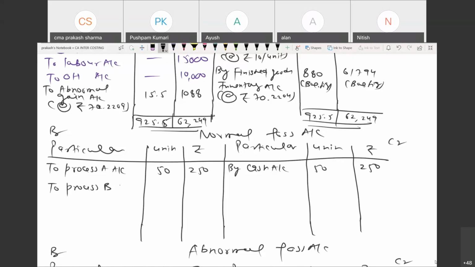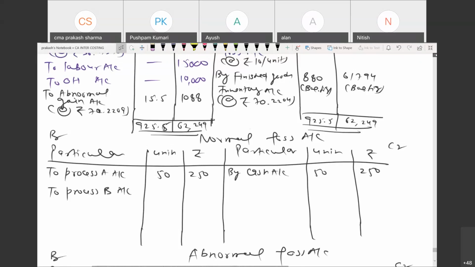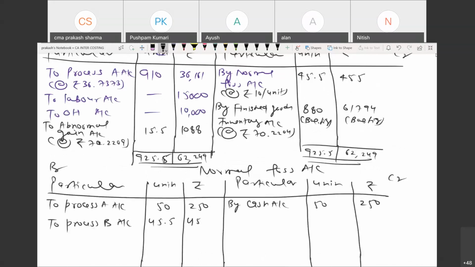Now let us move to process B. In process B, our estimated normal loss was for how many units? I guess it was 45.5 units, which were expected to realize at the rate of 10 per unit, amounting to rupees 455. But again, we ask ourselves whether this normal loss, which was estimated at the beginning of process B, actually occurred or not. We check and find that in process B there is an abnormal gain of 15.5 units.